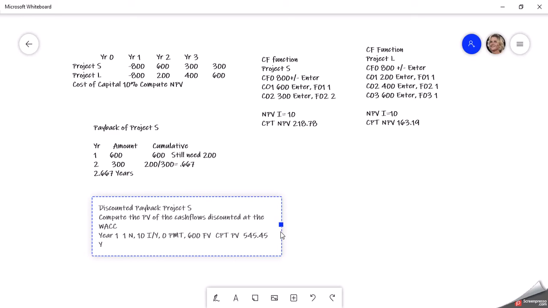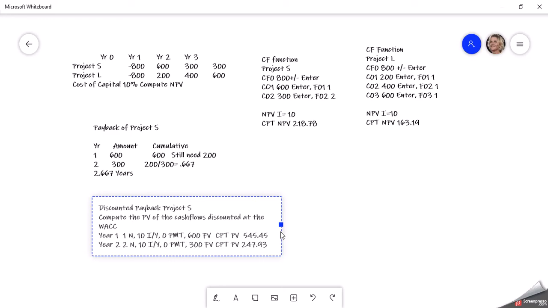Okay, then we'll do the same thing for year two. Now our N goes out to 2. We're at the end of year two. The IY is 10, 0 the payment. Now our future value though is 300, and we will compute the present value of that. So 2 becomes our N, our IY is still the same. There's still no payment, $300 future value. Come back and compute the present value, and that gives me 247.93.